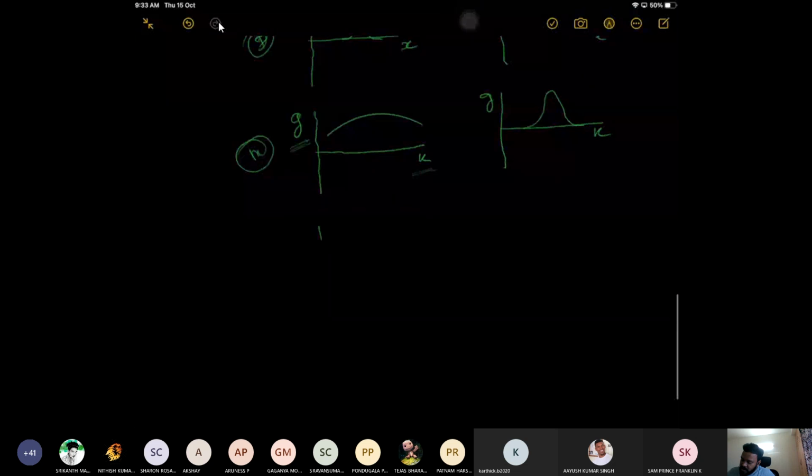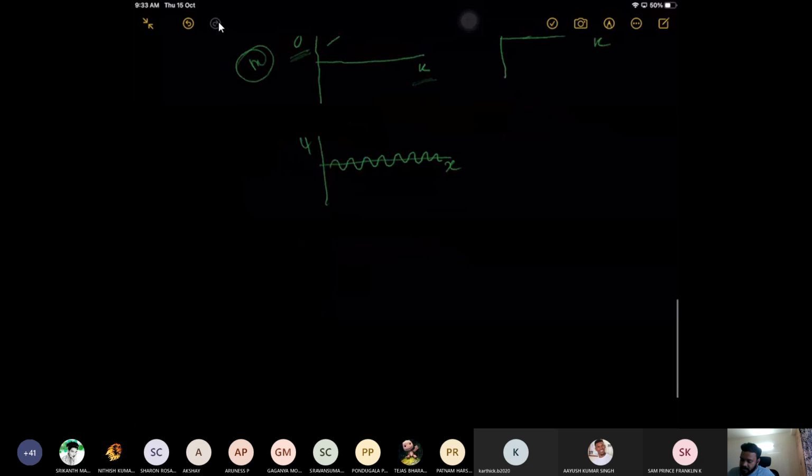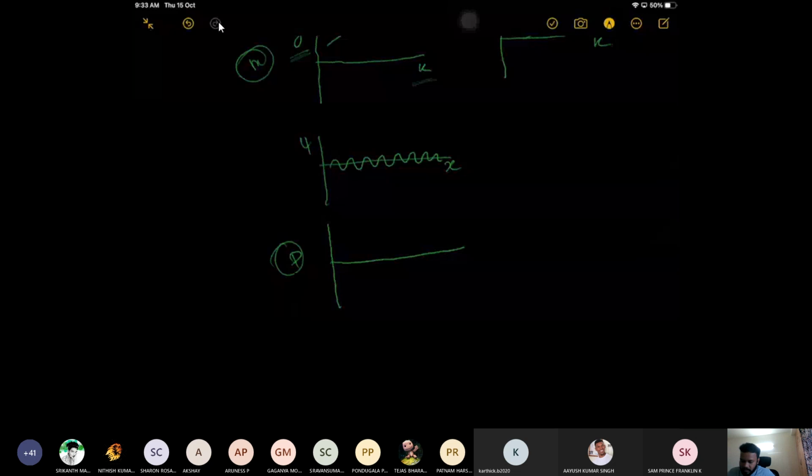But when you actually have a position function of this sort, a pure wave without any distortion in terms of amplitude to a particular space, we will have the momentum space of this kind.